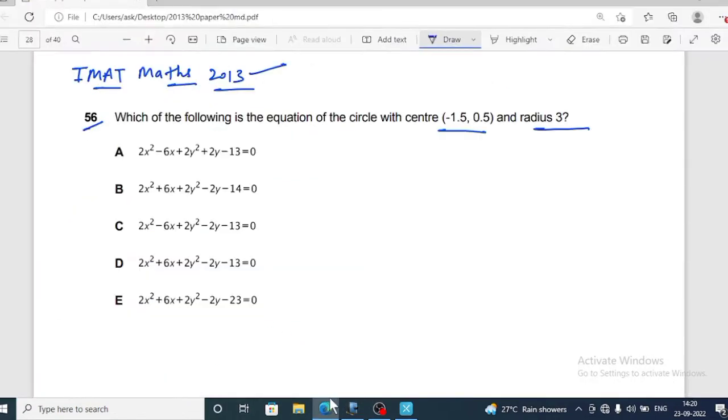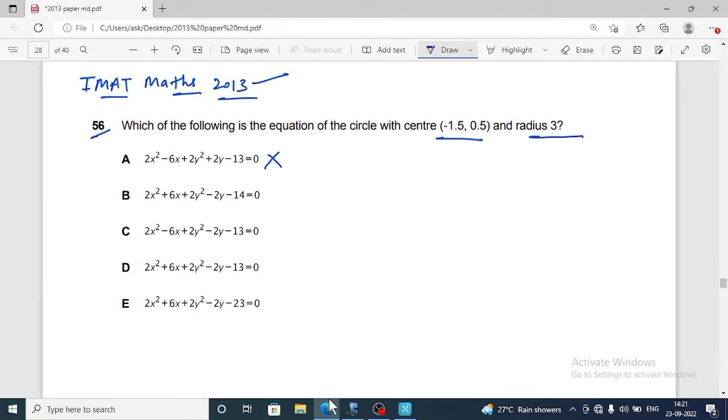Note this equation: we have 2x squared, 2y squared plus 6x minus 2y. That is, this option is wrong because we have minus 2y. This is also wrong because we have a constant minus 13. This is also wrong because we have a constant minus 13. Now in this equation actually we have here plus 6x, so this option is also incorrect. Now option D is correct.